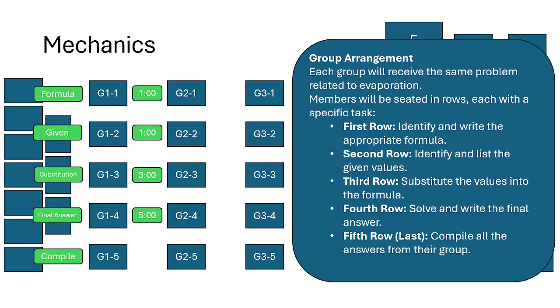What the facilitator or the host group should see is the paper with the formula for the first row, the paper with the answer of given for the second row, the paper with the solution or just the substitution for the third row, and a paper containing the final answer for the fourth row. All those answers, first, second, third and fourth, will be compiled by your fifth row. In order to fully understand it, let's move on to the activity flow.